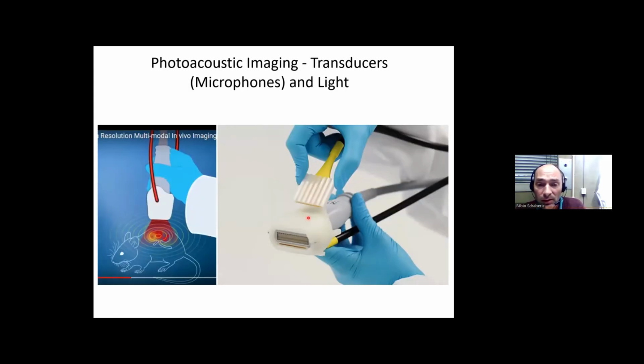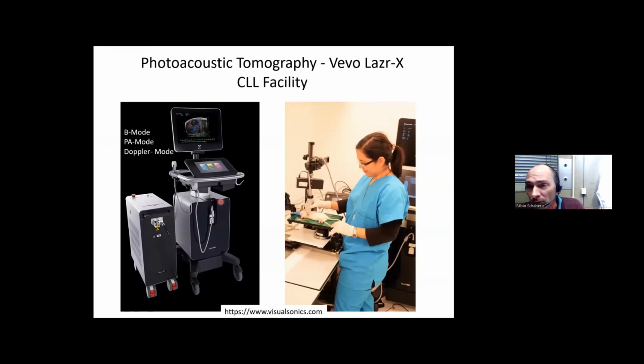This is how the system works, or some systems. We have fiber optics here that emit the light, and we have the transducer here. This is the equipment we have at the Coimbra Laser Lab. With our equipment, we can do normal ultrasound, like B-mode ultrasound. We can do a photoacoustic mode, and we can do Doppler mode. So we have 3 imaging techniques in one equipment. This is the laser, and this is the equipment and the software. And here we have the animal, where the animal is positioned, and we have this 3D motor that will move as we want.